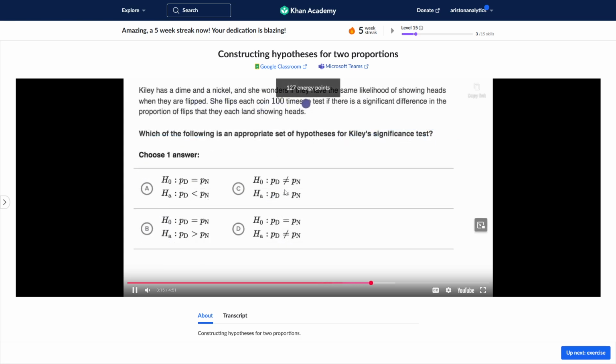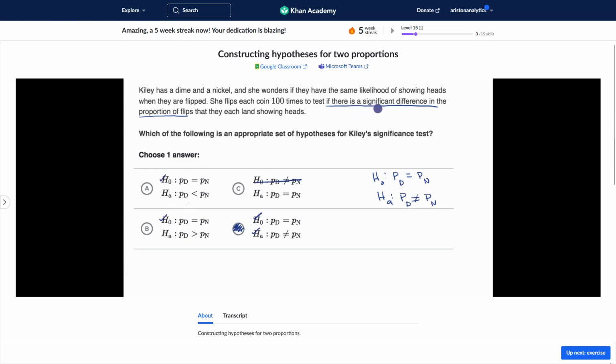She flips each coin 100 times to test if there is a significant difference in the proportion of flips that each land showing heads. It'd be D, probably. Which of the following is a significant difference? The proportion of heads with a dime is significant.